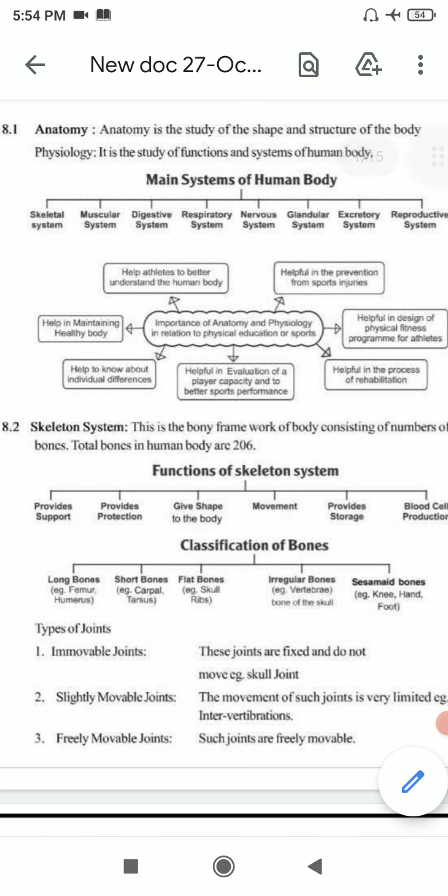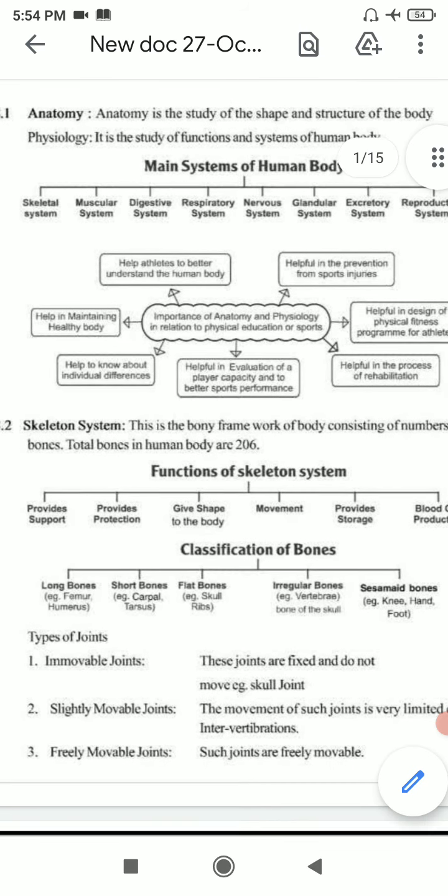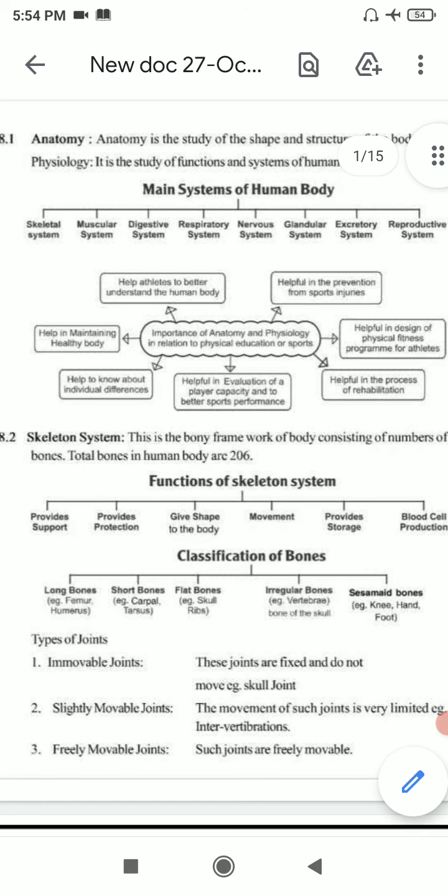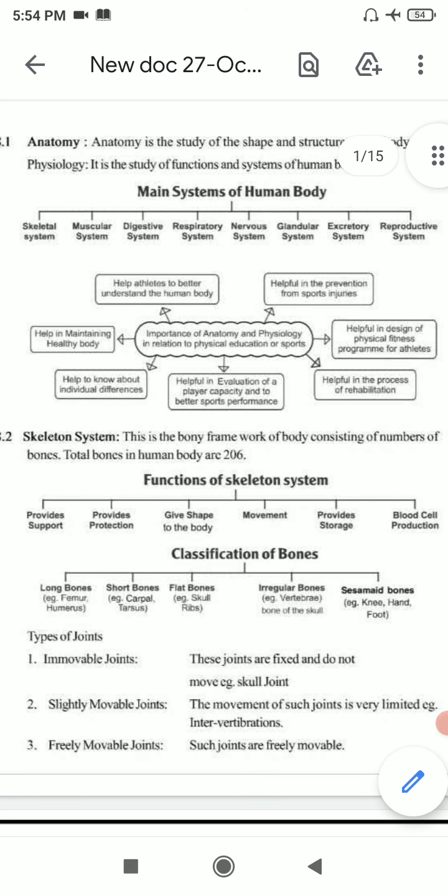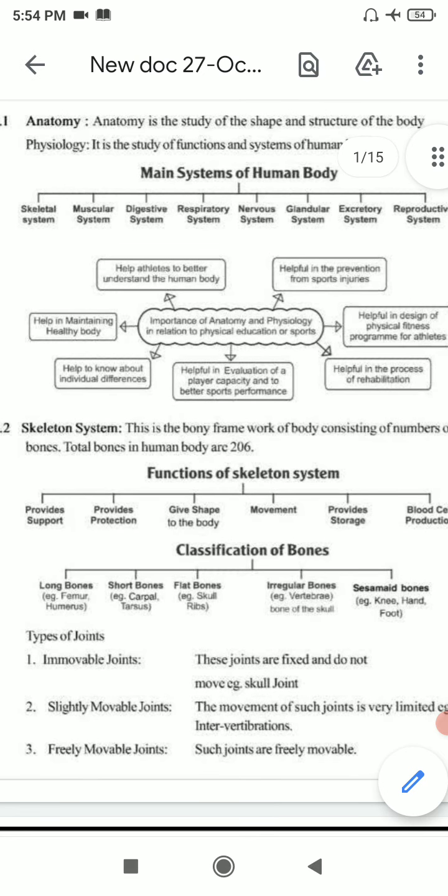anatomy and physiology in sports. Importance of anatomy and physiology in physical education and sports. So the first importance: it helps athletes to better understand the human body. This is the first importance of anatomy and physiology.